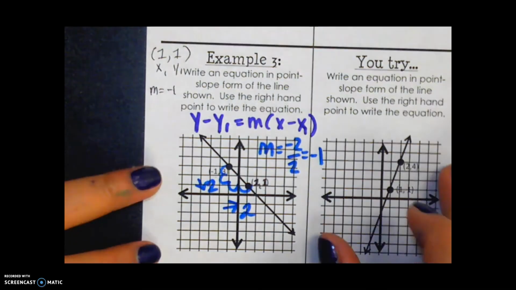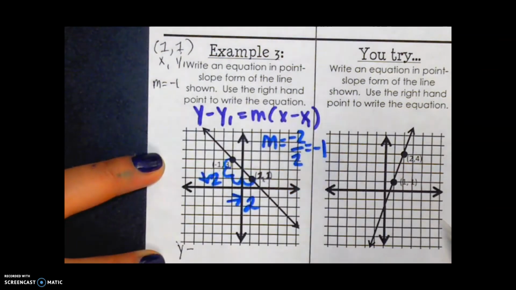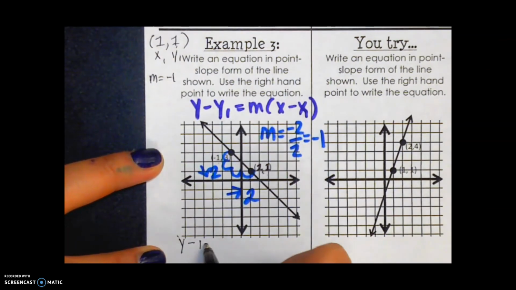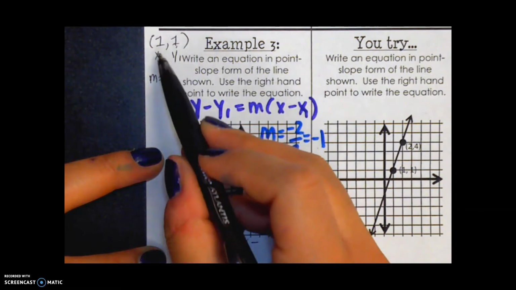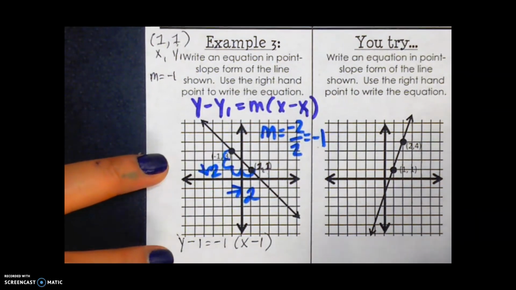So let's put it all together. y minus 1 equals negative 1 times x minus 1. And that's my final answer.